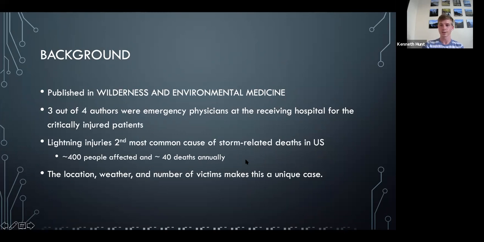All right, so a little bit of background. It was published in Wilderness and Environmental Medicine, and 3 of the 4 authors were emergency physicians at the receiving hospital for the critically injured patients. That was University of California, San Francisco in Fresno, so UCSF Fresno. And why this is important: lightning injury is the second most common cause of storm-related deaths in the US, second behind flash flooding, as has already been touched on. About 400 people are affected with 40 deaths annually. And for this report, the location, weather, and number of victims really make this a unique case.